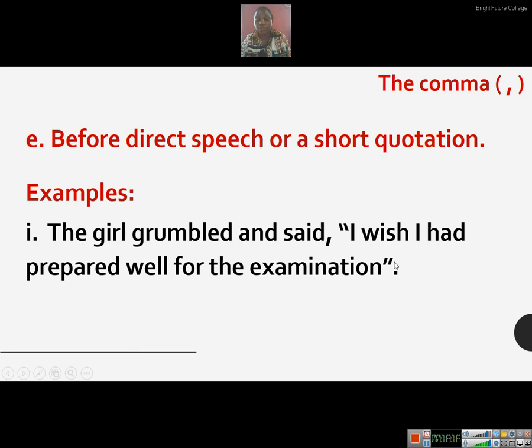Remember, when you're writing what somebody said, the way the person said it, it is called direct speech, and you have to put it in quotation marks. We have to separate the reporting utterance, which is "The girl grumbled and said," from the direct speech. So we have a comma there. We use the comma to separate it, so we use a comma before we write a direct speech or a direct quotation.